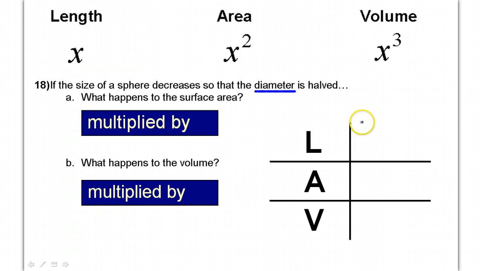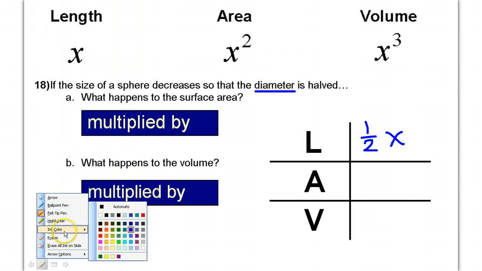So if the diameter is cut in half, what's the multiplier for the length? Well, it's half x, because length is just x. So remember, just like when we doubled it, we just put 2x. So for half, we're just going to put 1/2 x. Okay? So if it's being halved, the multiplier is 1/2.